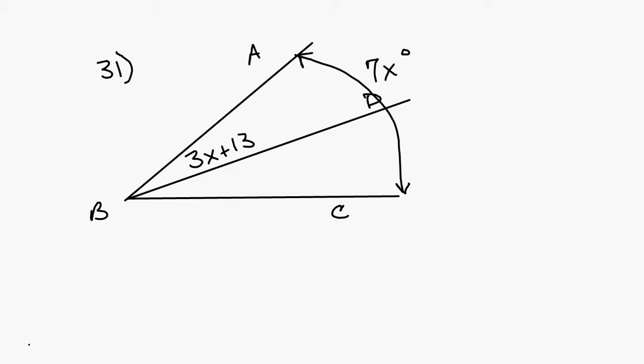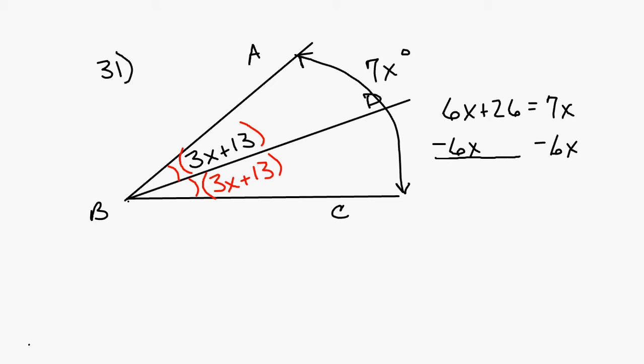All right, so here's the deal. If BD bisects the big angle, then these two angles are equal to each other, which means that angle DBC is 3x plus 13. So these two angles added together have to equal 7x. So if you combine these two angles, you're going to get 6x plus 26 equals 7x. And if you subtract 6x from each side, then 26 is equal to x.